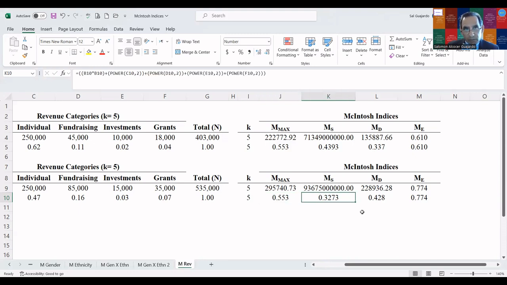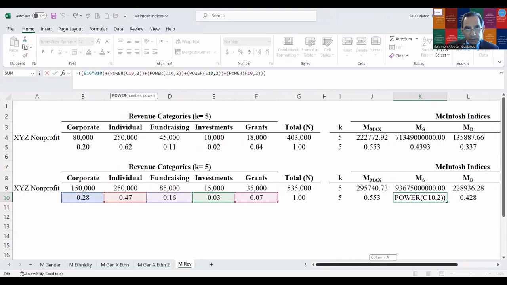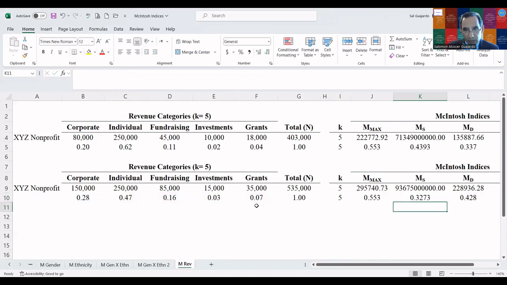When I obtain the similarity score, again, it's going to be the percentage times the percentage to square it. So here for the revenue scenario, it's 0.28 times 0.28 plus 0.47 times 0.47 plus 0.16 times 0.16 plus 0.03 times 0.03 plus 0.07 times 0.07. The sum of the percentages squared gives me 0.3273.